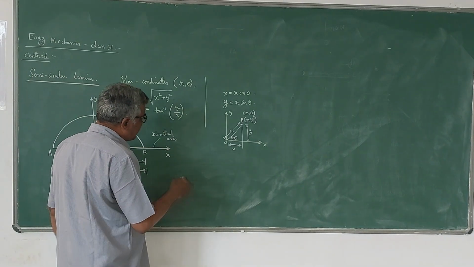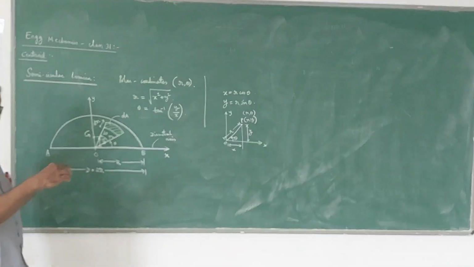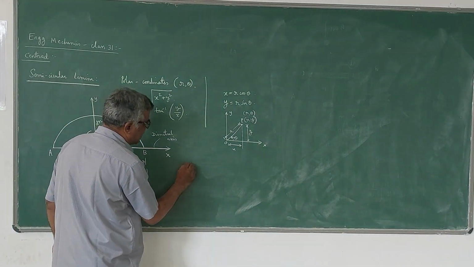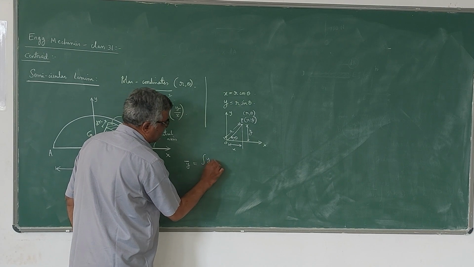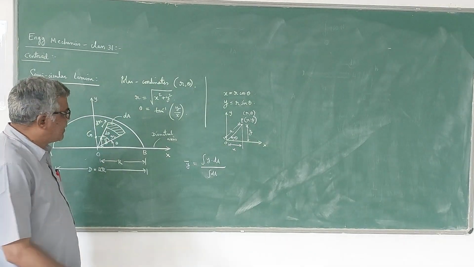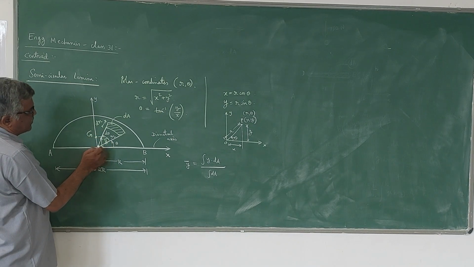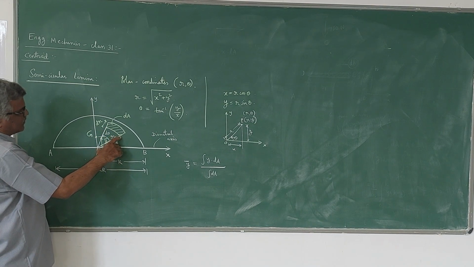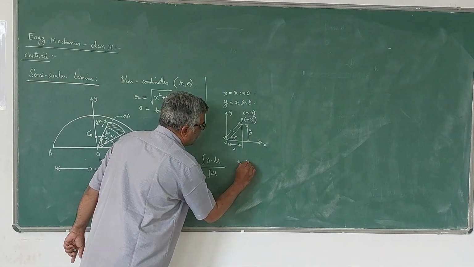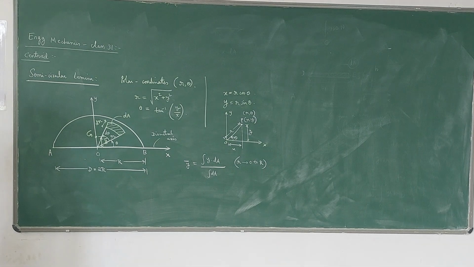Now, as you know, here we need to find only y bar because x bar is 0. It is symmetrical about the y axis. Therefore, x bar is 0. Now, the formula to find y bar, from first principles, is integral y dA divided by integral dA. This is the formula. Here, please note that this distance is r, and r can vary from 0 to capital R. Maximum value of small r is capital R, that is the radius of the semicircle.